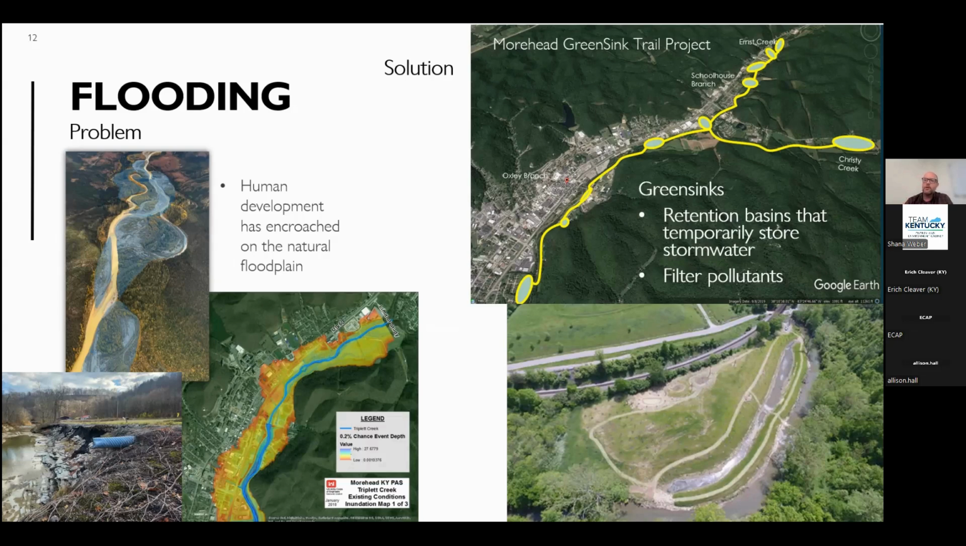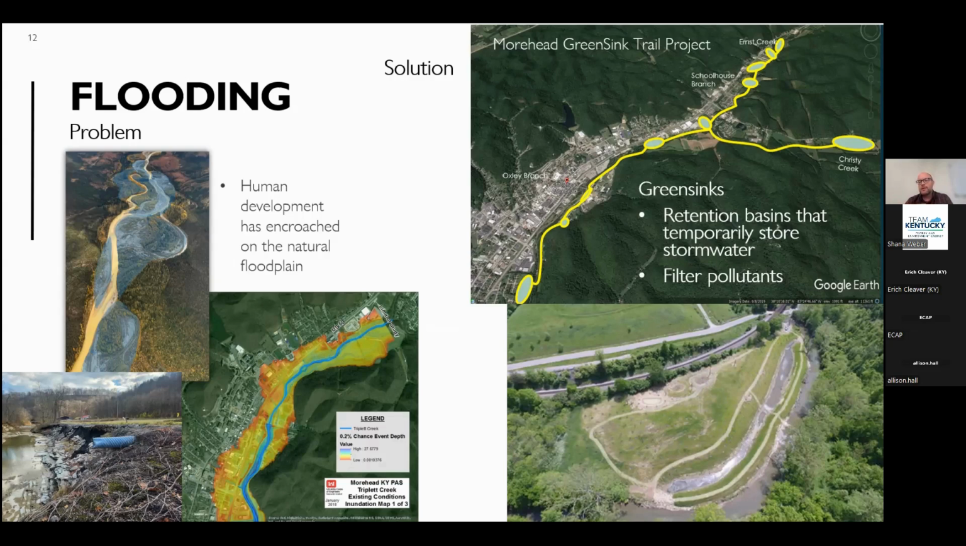So green sinks are retention basins. They're kind of natural green areas. We call them green infrastructure projects that house water, pull it out of the creek for a while. The water will slowly dissipate down in the ground over a span of a couple of weeks. So when there's a big flood, it'll pull out some of that water from the creek and help mitigate the problem.